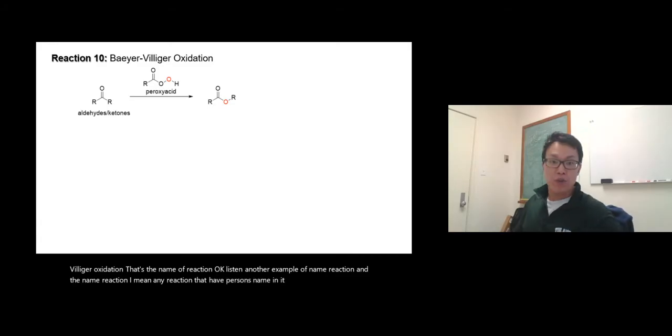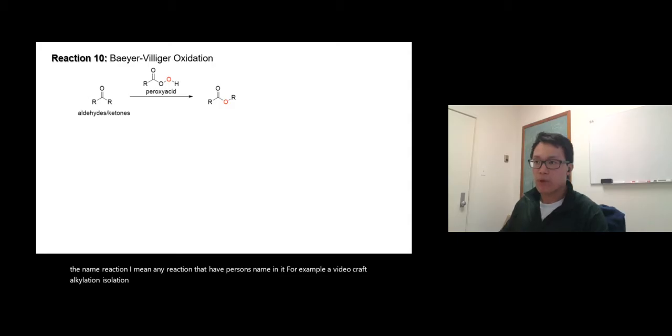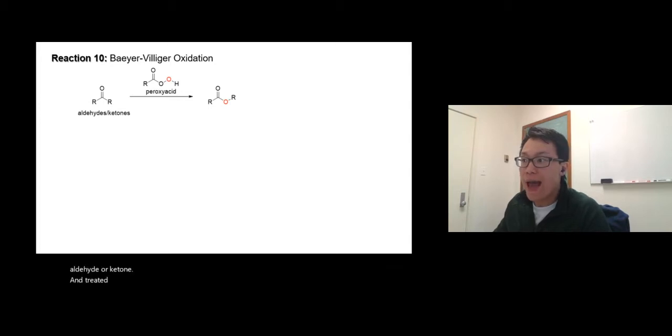For example, Friedel-Crafts alkylation, acylation, Diels-Alder reaction. Those are name reactions. Wolff-Kishner reduction, right? This one is called Baeyer-Villiger oxidation. Let's see what's going on. So we take an aldehyde or ketone and treat it with peroxy acid. All right, so you get, let's say, an ester.